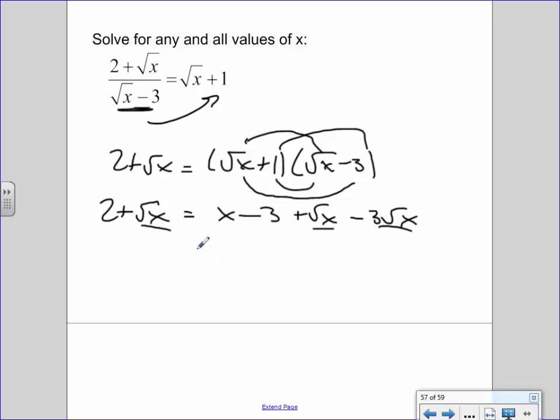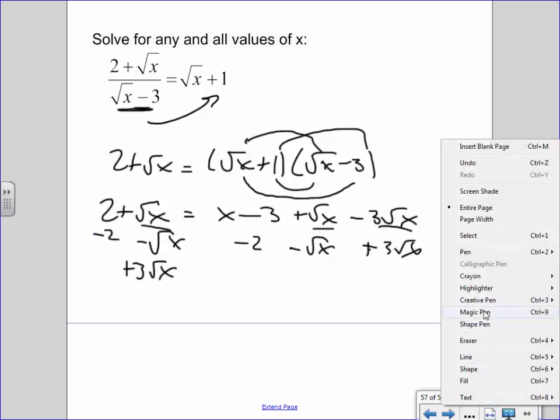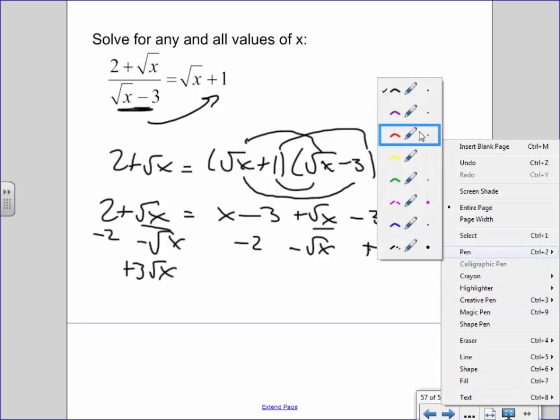So why don't we put all of them on the same side? Let's see. Which is the best way to do this? Why don't I bring this one here by minusing root x on this side and on this side. Let's add 3 root x on this side here. And why don't I minus 2 on both sides? If you can follow my logic here, I'm kind of cleaning this up a bit.